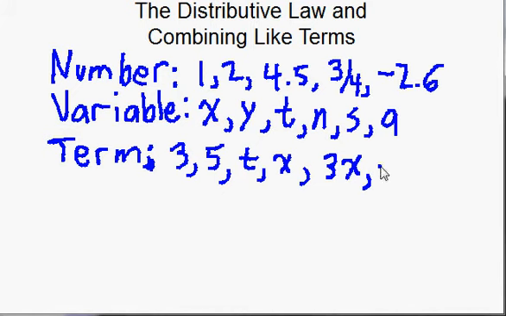Or you could have like negative 2y, that's a term. Or you could have even negative a, which is the same as negative 1 times a. We just write it as negative a. That's also a term. Okay, and the fourth word to know is expression.